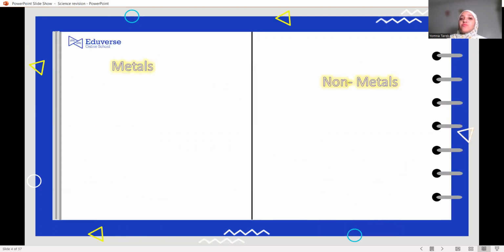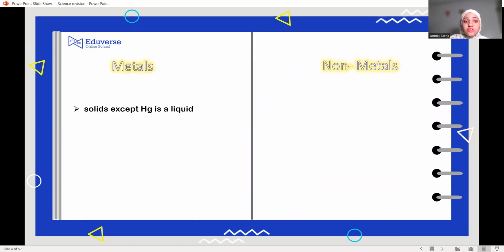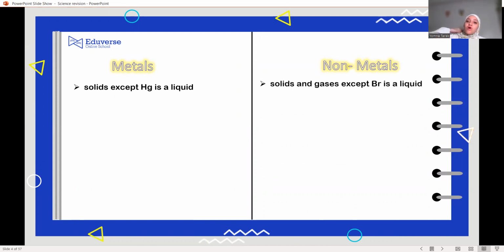Now, let's compare between metals and non-metals. First, metals, they are solids. All the metals are solids except mercury. So, mercury is the only liquid metal. Okay, what about non-metals? Non-metals are solids or gases, except bromine, which is liquid. So the only liquid non-metal is bromine, while the only liquid metal is mercury.